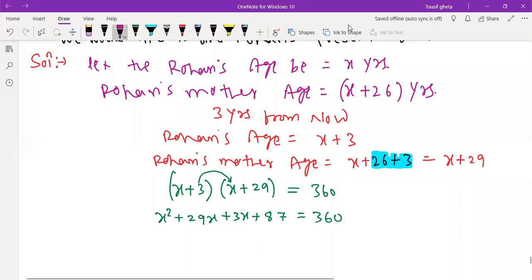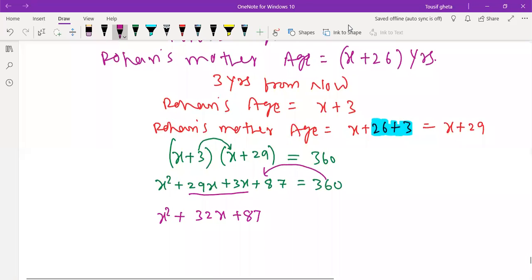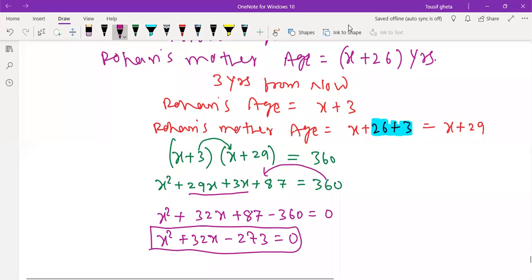Now get this 360 here along with the like terms. So we'll get x square plus, these both are like terms, 32x plus 87 minus 360 equals 0. So if you subtract, 32x minus 273 equals 0. This much you should keep. Finish. Simple. It's not tough. Very simple, boys and girls.